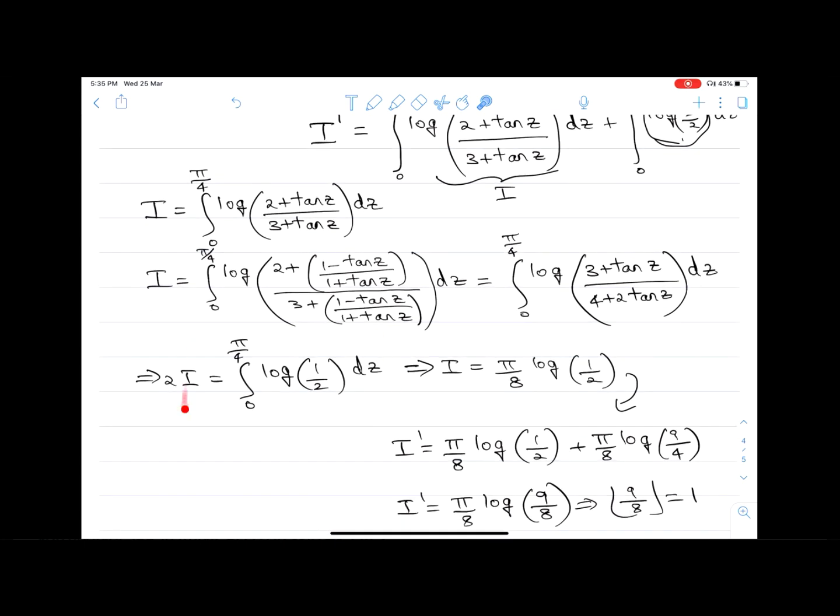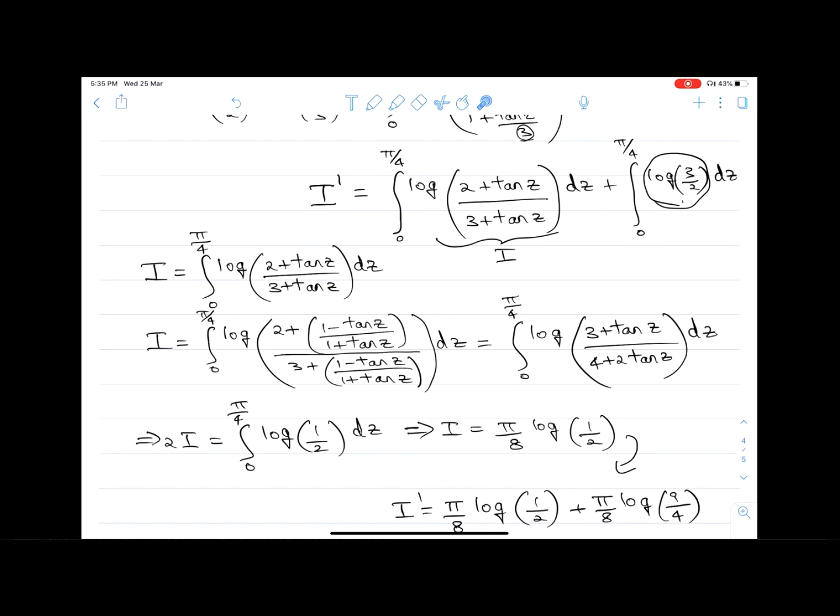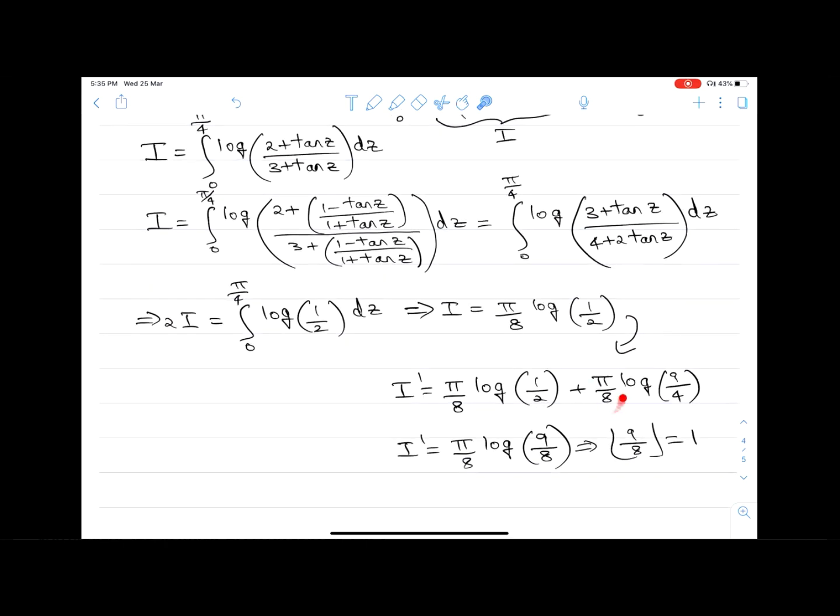I'll simplify it. I from this one is pi by 8 log 1 by 2. This other value which is left over, I'll add it here, plus pi by 8, multiplying by 2 in the numerator and denominator, pi by 8 log of 9 by 4. So I dash will be nothing but pi by 8 log of 9 by 8. So the value of k is 9 by 8, and the integer part of it is 1.